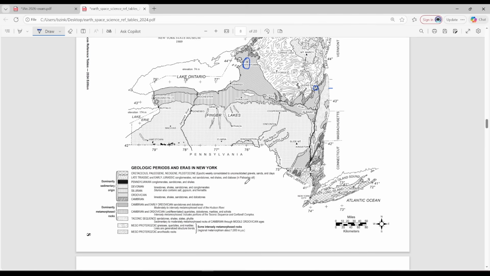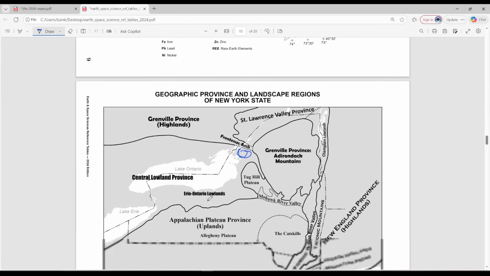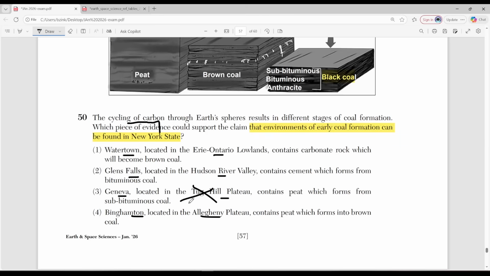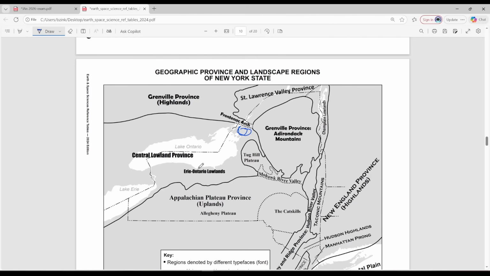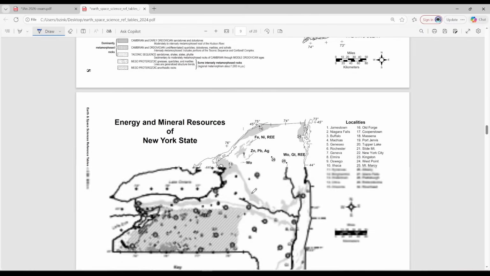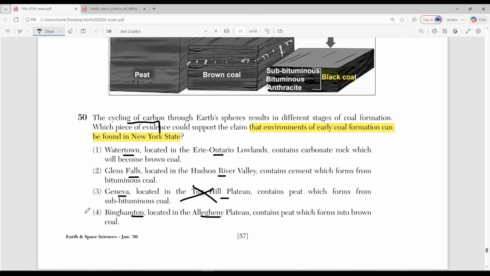Geneva, located in Tug Hill Plateau. Geneva, that's probably not in the Tug Hill Plateau. No, Geneva's not in the, so this one's out. And then Binghamton in the Allegheny Plateau, that one I think I know is the case. Binghamton's here, and then Allegheny Plateau is down here, so that one's good. So, I mean, we got rid of one.